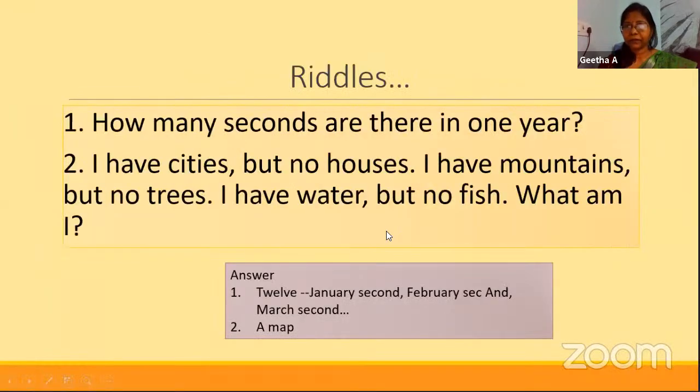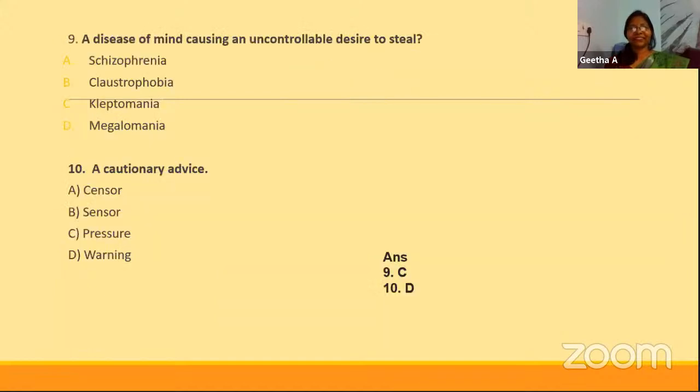Okay, fine. Got the answers. The answer is already there. Anyway, a disease of mind causing an uncontrollable desire to steal. So we have schizophrenia, claustrophobia, kleptomania, and megalomania. So kleptomania is the answer which is already given here. And yes, we will look into the riddles. Yes, Ravi Kiran.